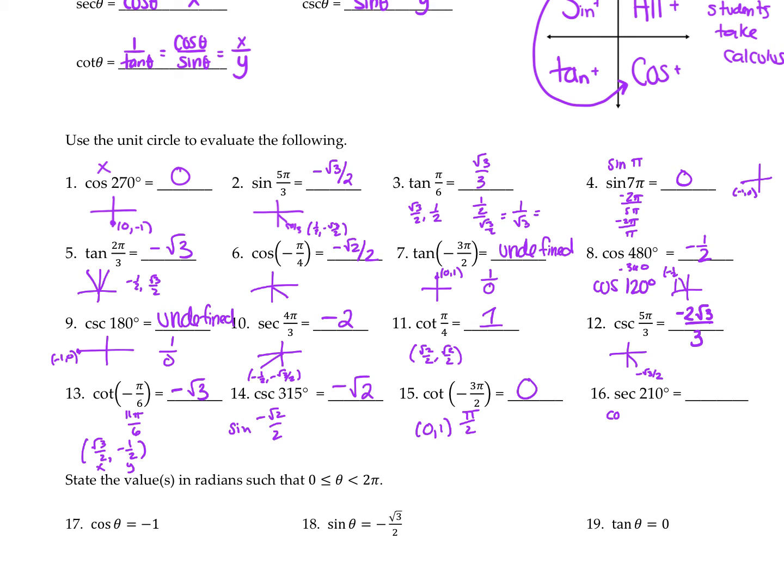Secant, we're going to reference cosine at 210. That would be a 30-degree reference angle. And so my cosine is negative root 3 over 2 because I'm in quadrant 3. So if I rationalize that, it's negative 2 root 3 over 3.